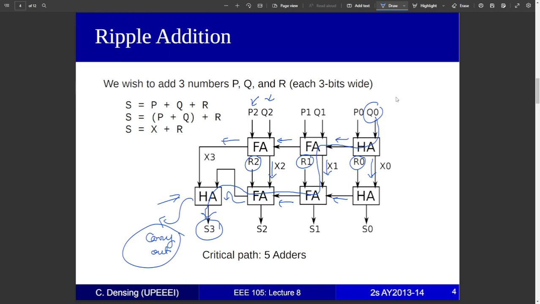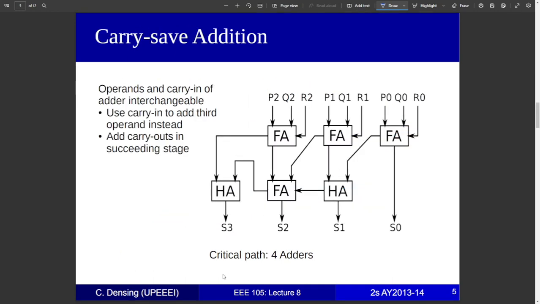If, for example, a bit change in Q0 caused a bit change in S3, that's the entire delay. It would be 5 adders of delay for us to get into either the carry out or S3, and that's the critical path of the circuit, which is kind of bad. So we're going to introduce another topology to the circuit, which is carry save.